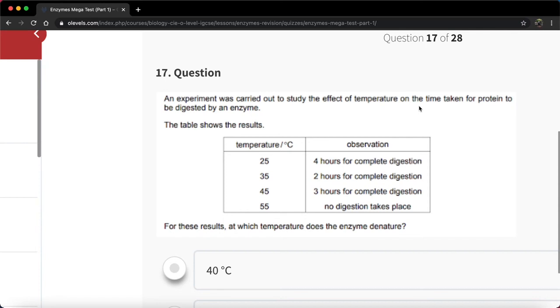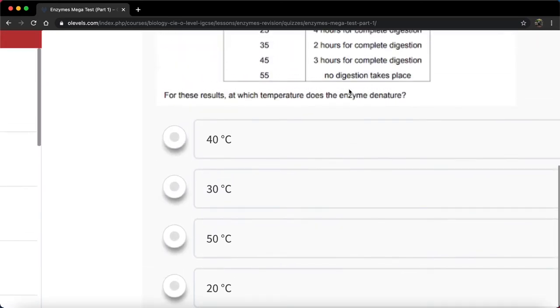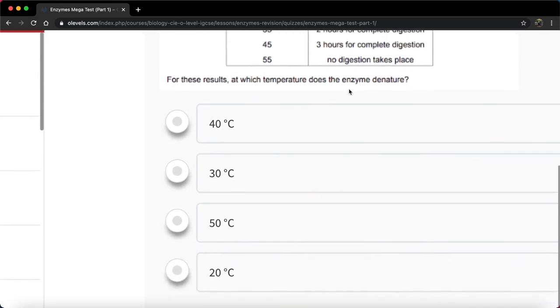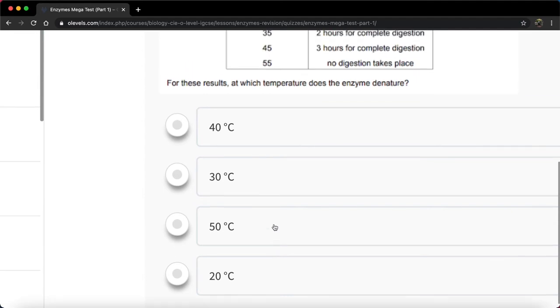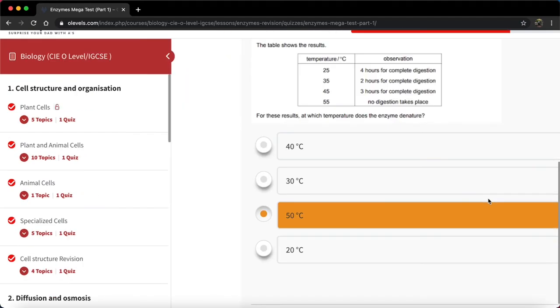So for these results, at which temperature does the enzyme denature? We know the enzyme denatures at the highest or maximum temperature. The maximum temperature given is 55 degrees Celsius, and the observation says no digestion takes place, as the enzyme has denatured and its active site has been completely destroyed. So 55 is the correct answer, and we're going to select this one.